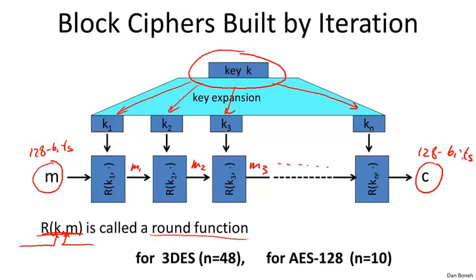Now, different ciphers have different numbers of rounds, and they have different round functions. For example, for triple DES, the number of rounds is 48, and we're going to see exactly how the round function for triple DES works. For AES, the number of rounds is only 10, and again, we're going to look at how the round functions for AES work in just a minute.